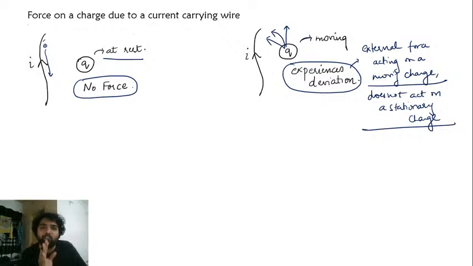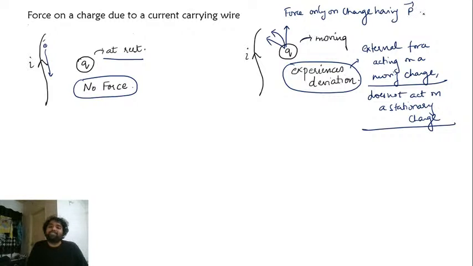So before we go further, I want you guys to understand this is the main difference between electric field and magnetic field. A current carrying wire will not apply a force on a charge which is at rest. Getting it? It will only apply force on a charge which has momentum. So this force will only act on a charge having momentum, basically. This deviation will be observed only on a charge which is moving. It won't be observed on a charge which is at rest.